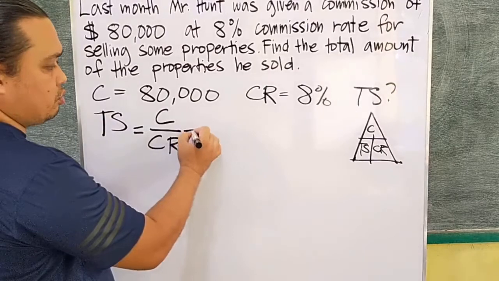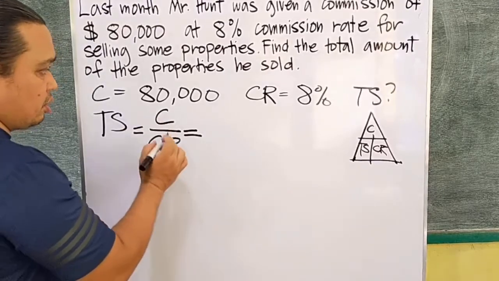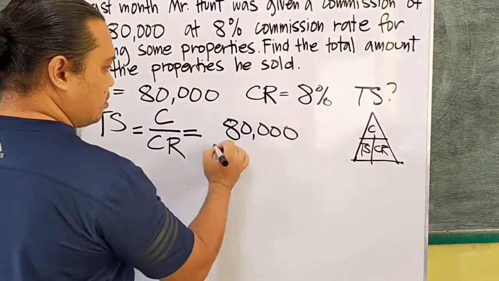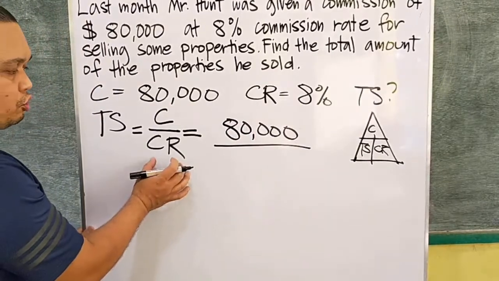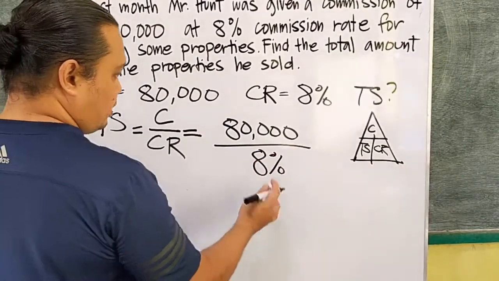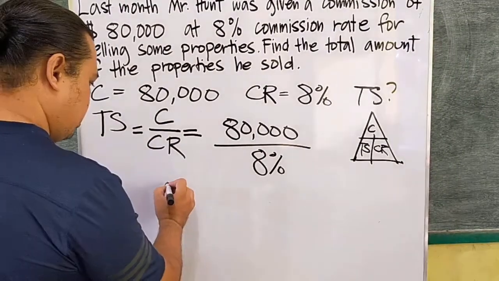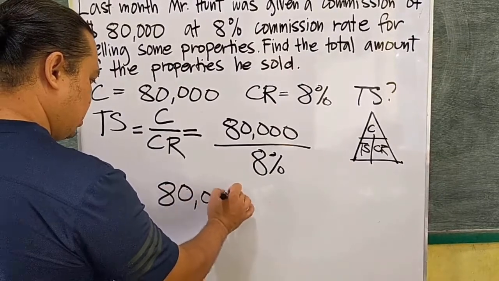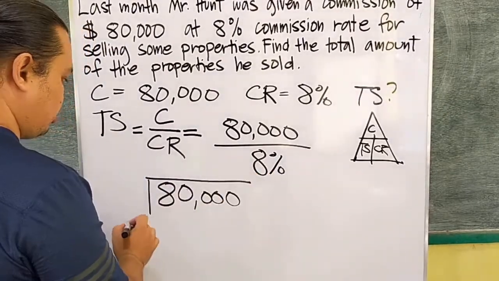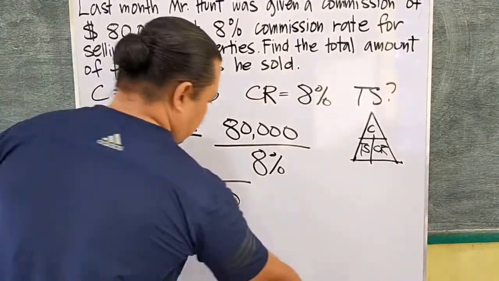Okay, so all we need to do is just substitute. To find TS, let's substitute. C here is for commission, which is $80,000, divided by the commission rate, which is 8%. And to do that, we need to change 8% into a decimal number. Therefore, we're going to arrange them properly. 80,000 here divided by, 2 steps to the left, that's 0.08.